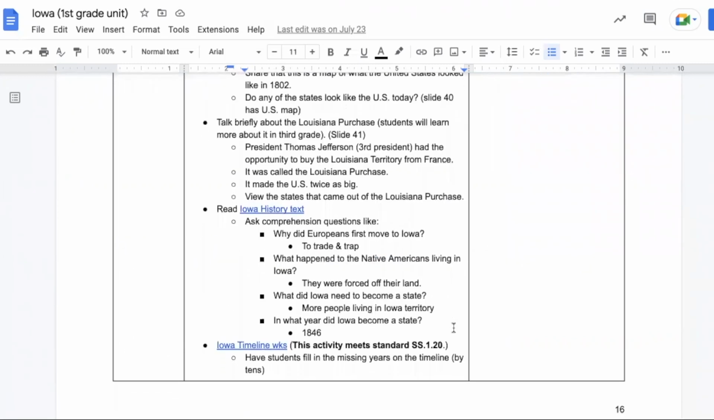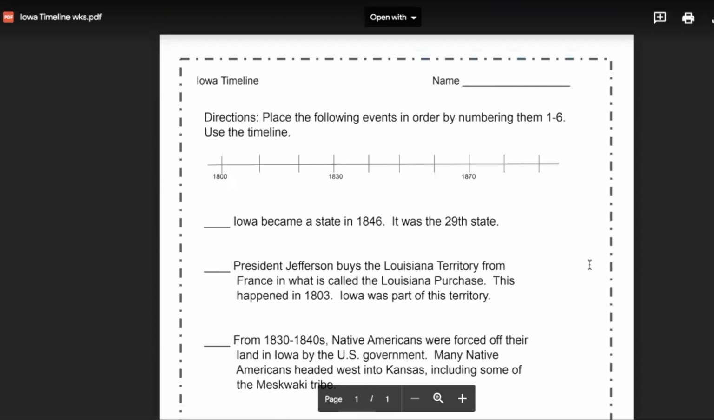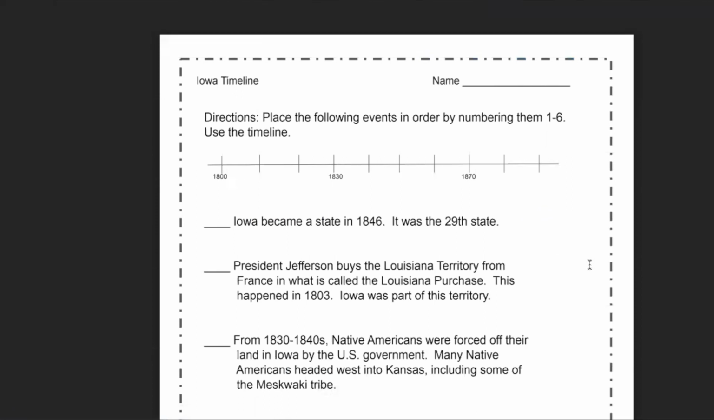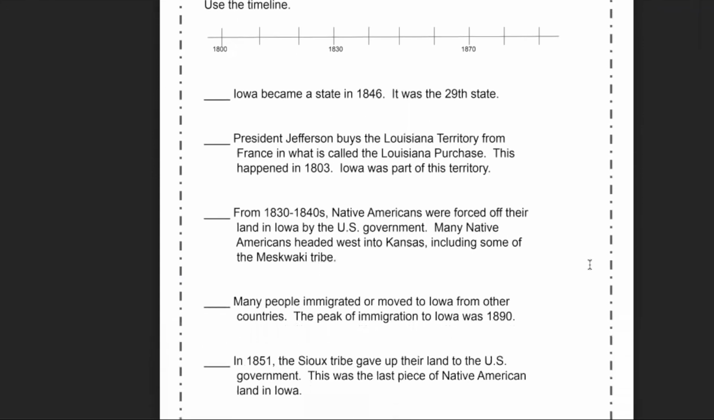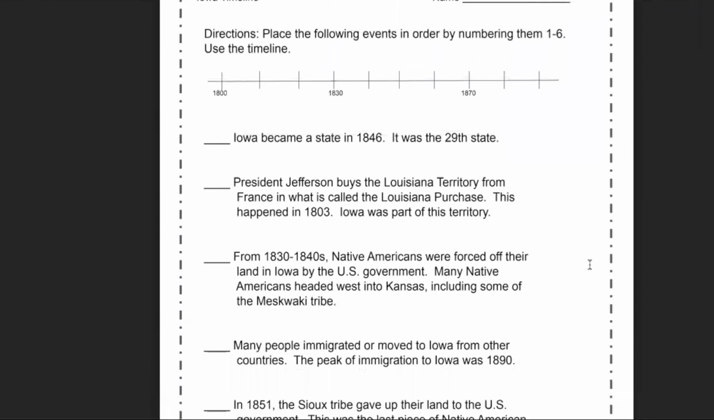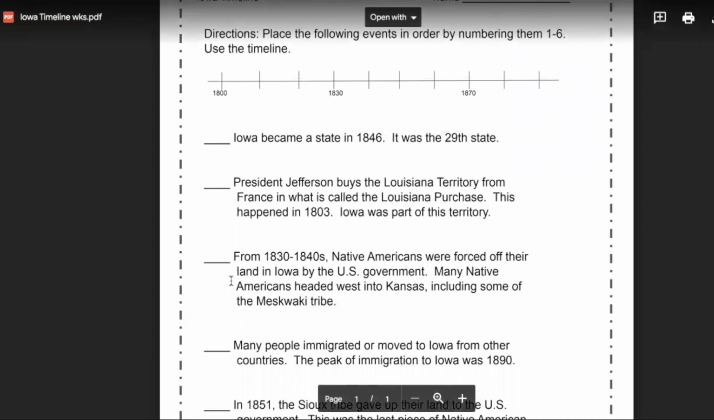Then there's some text on the history of Iowa and why Europeans first came to Iowa and the effects it had on the Native Americans living in the state. Students then work on the Iowa timeline worksheet in order to meet Standard 20. So in this worksheet, students have different events that happened with dates, and we want to place them on the timeline and put them in order. So we can number them here and just put the corresponding number up on the timeline.